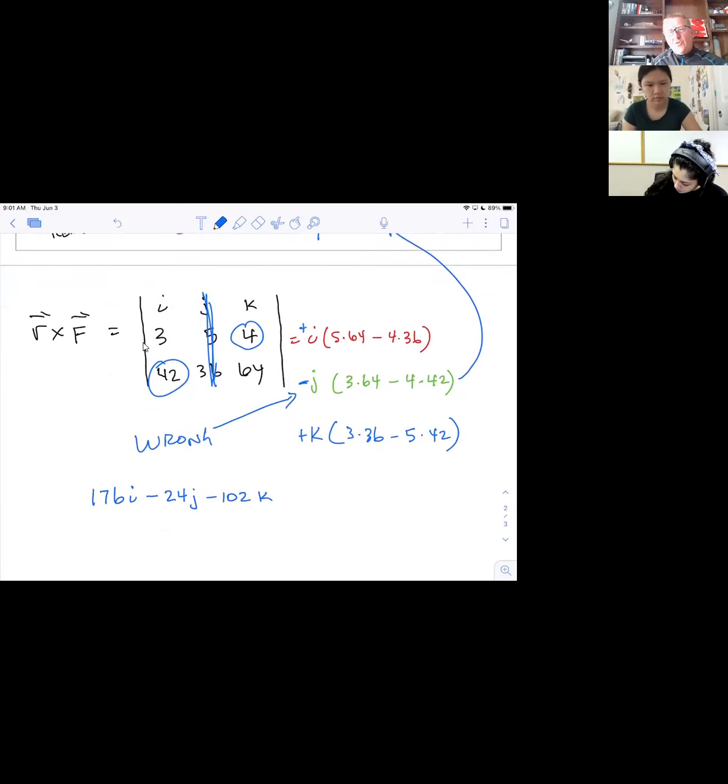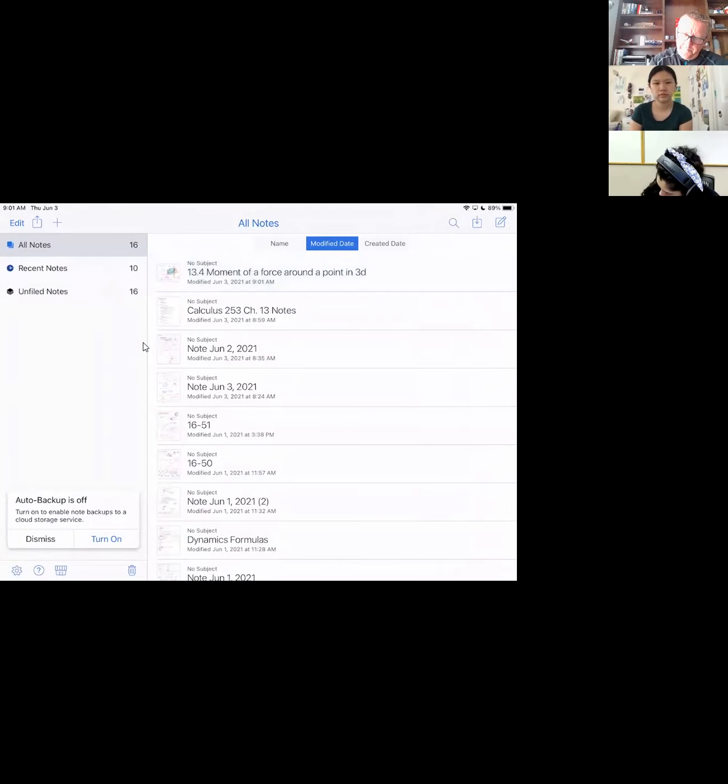So interestingly, the cross product in 3 dimensions does not produce a number. Remember in our notes a second ago, we got the cross product in 2 dimensions and it was negative 14. I want you to stare at that for just a second.